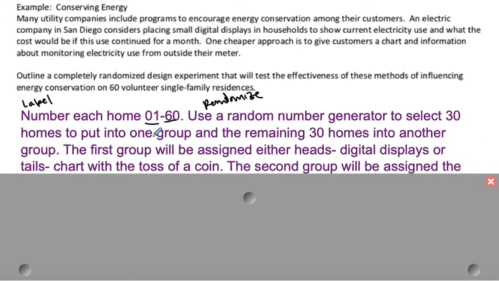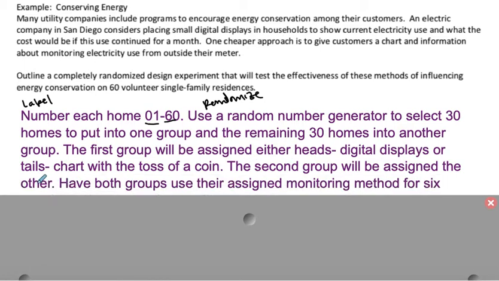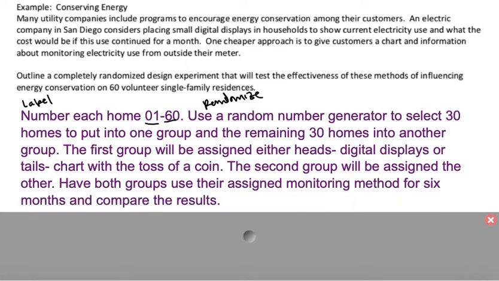Next, our first group will be assigned either heads, digital displays, or tails, the chart. And we're going to determine that with a toss of a coin. Again, my first group doesn't get to choose which one they're doing, and I don't want to choose it for them either. I'm going to let that be randomized as well. The second group will be assigned the other treatment. Have both groups use their assigned monitoring method for 6 months and then compare the results.